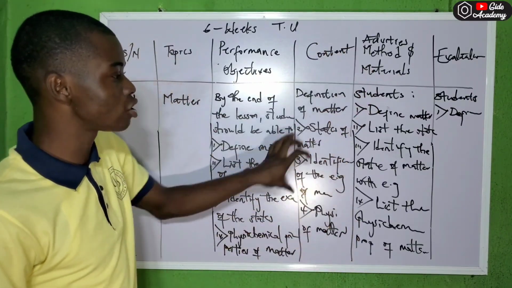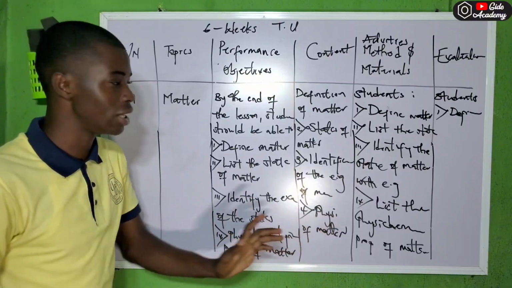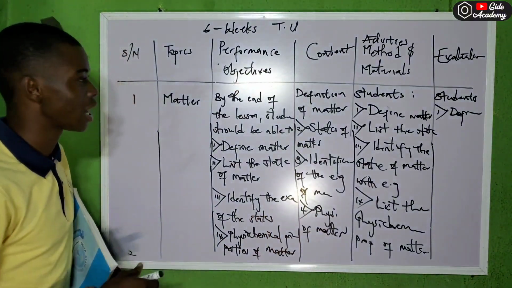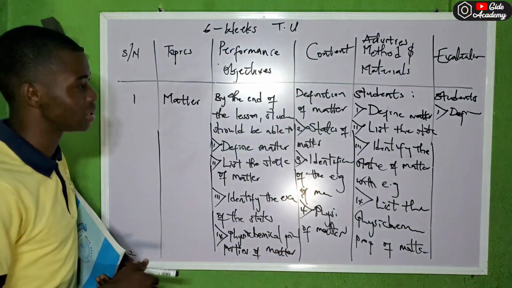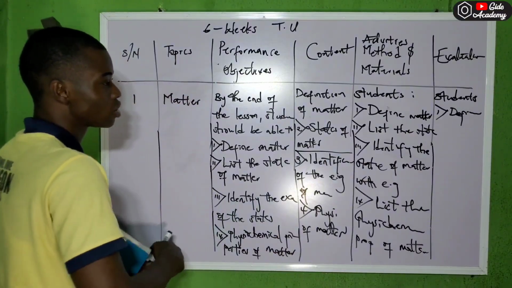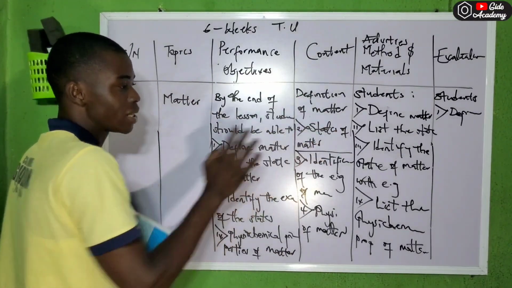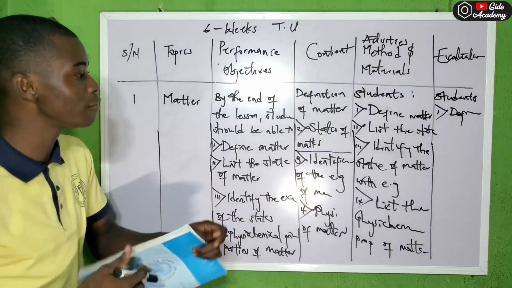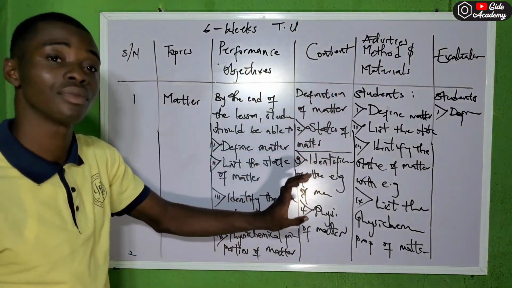So after doing something like this for week one, the next thing you have to think of is, how many times will I go into the class? Twice. So my first time, I'm going to divide this into two. So my first class, I'm going to teach them the definition and the state of matter only. So I have two objectives already.